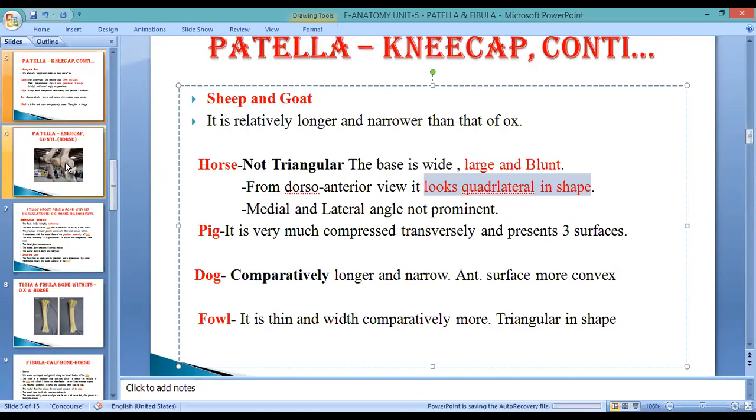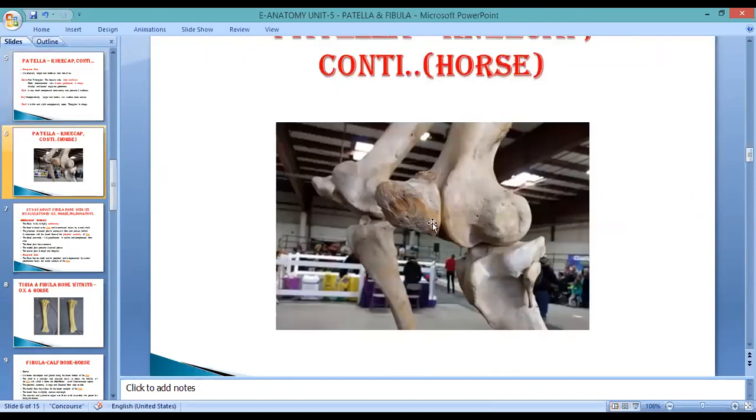So we see here the position of the patella in the standing position of the horse. It is located just anterior to the trochlea. This is the trochlea located anteriorly, and this portion is the condyle. So this is also the patella. It is quadrilateral in shape. You see here, it is quadrilateral in shape.